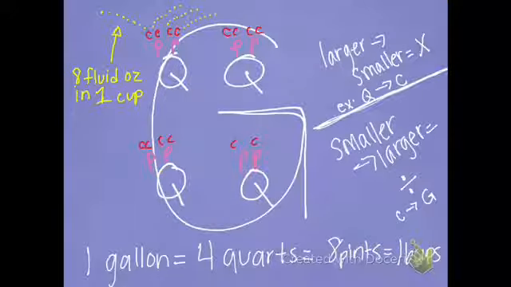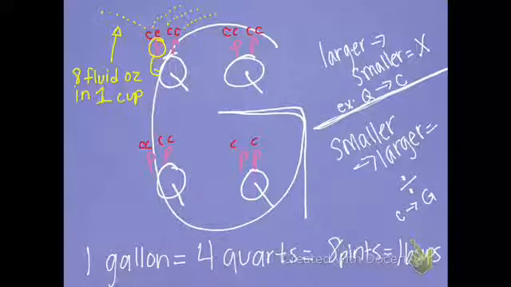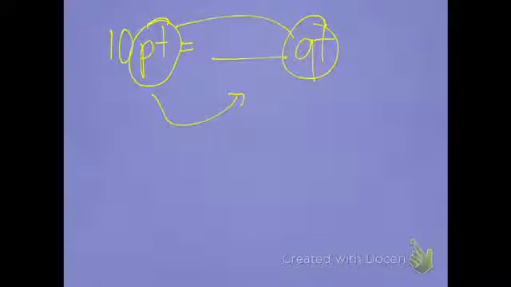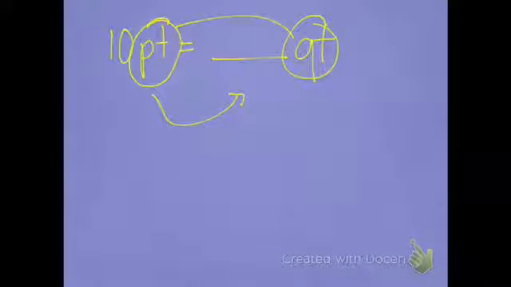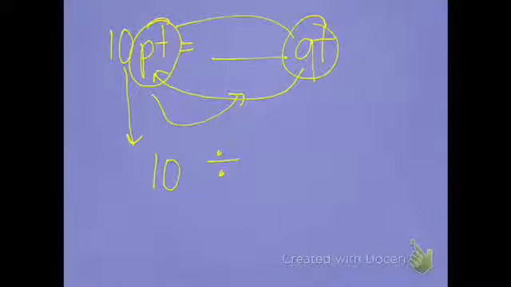So pints to quarts, I'm going to look back. Here's my pints, and I'm going to quarts. So I'm going smaller to bigger. So if I go smaller to bigger, or smaller to larger, I divide. I take that 10 down, and then I have to ask myself the tricky question: how many quarts are in a pint, or how many pints are in a quart?